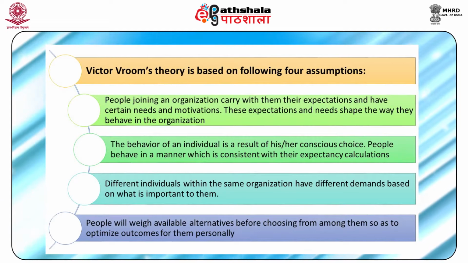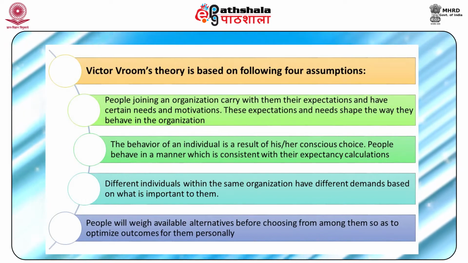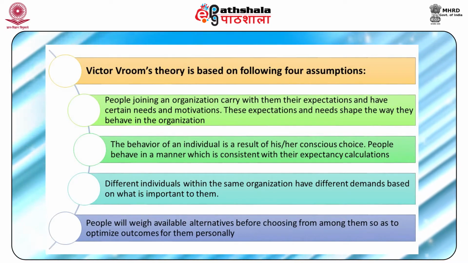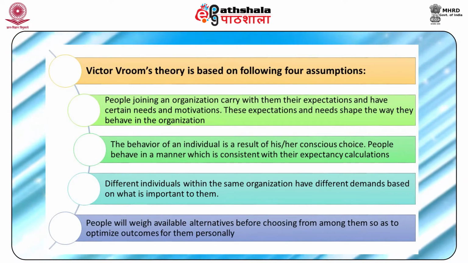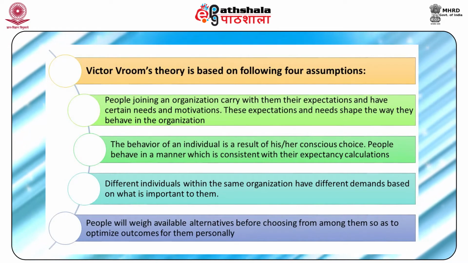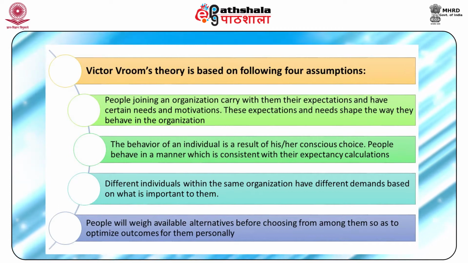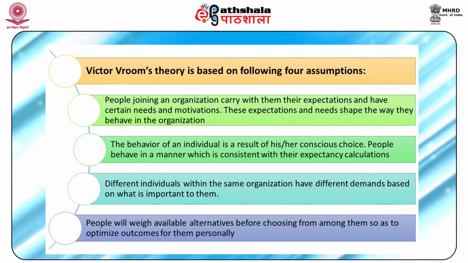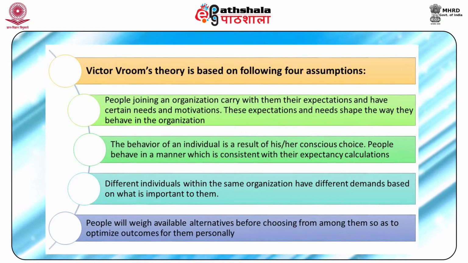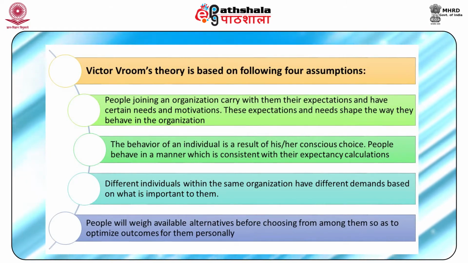Victor Vroom's theory is based on 4 assumptions. First, people joining an organization carry with them their expectations and have certain needs and motivations. These expectations and needs shape the way they behave in the organization. Second, the behavior of an individual is a result of his or her conscious choice. People behave in a manner which is consistent with their expectancy calculations.